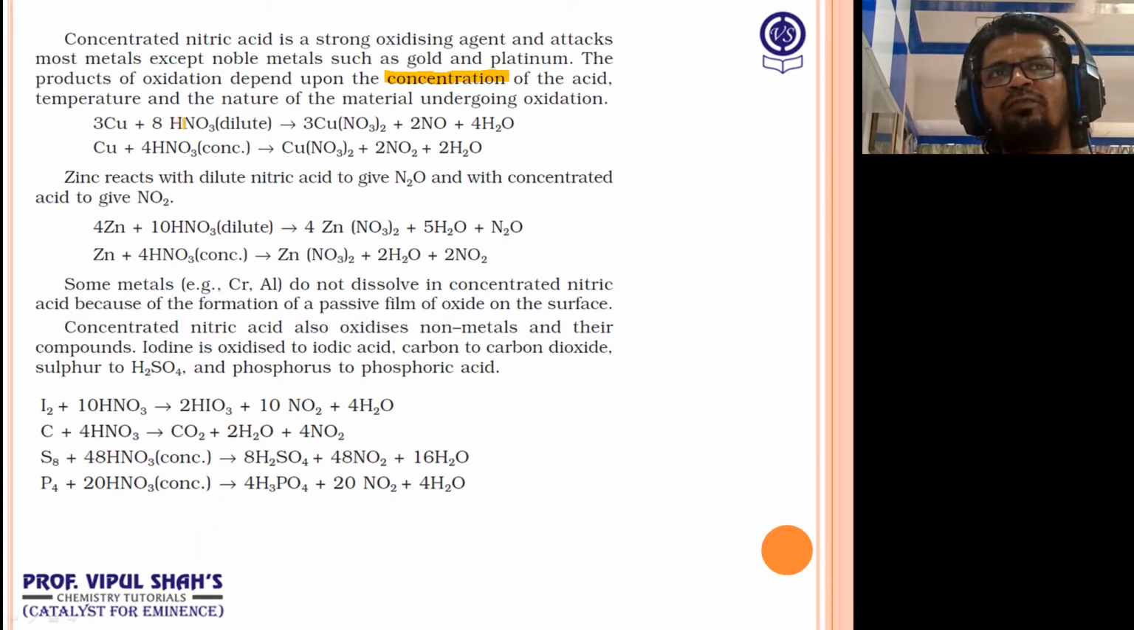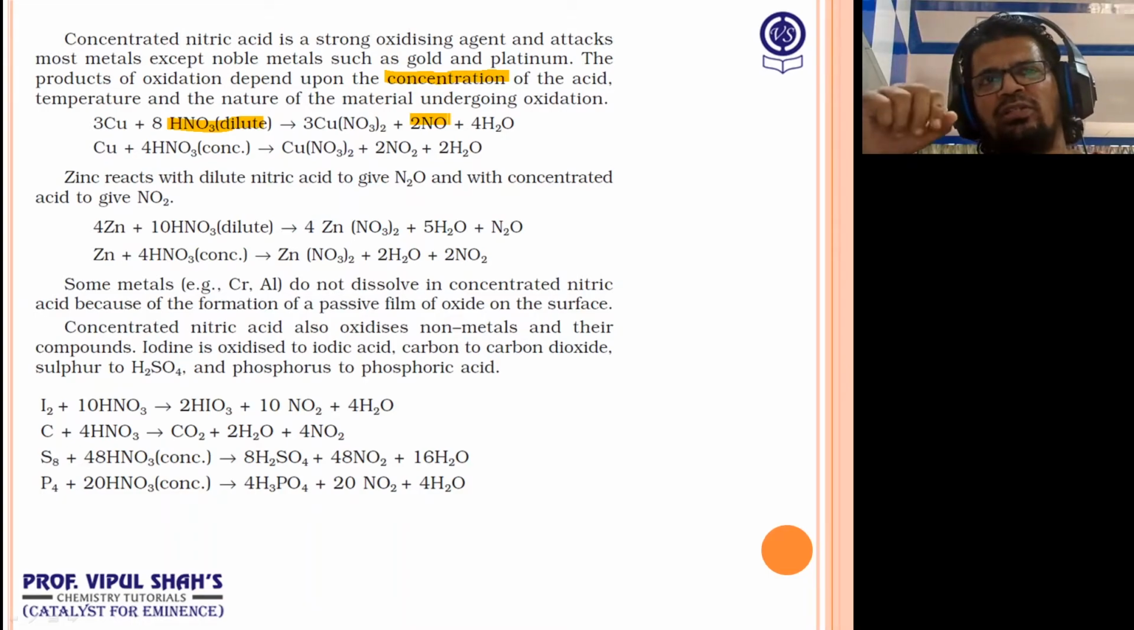So copper, if it is with dilute HNO3, copper gets oxidized to copper nitrate, and HNO3 gets reduced to NO, nitric oxide. So just know who's oxidized, who's reduced. Copper with dilute HNO3, copper gets oxidized to copper nitrate, and HNO3 gets reduced to NO. Let's see oxidation state. Copper to copper nitrate, 0 to +2. HNO3, nitrogen is +5. In NO it becomes +2. So +5 to +2.